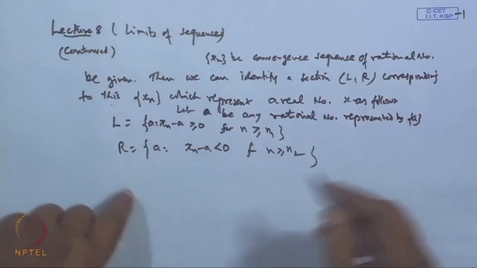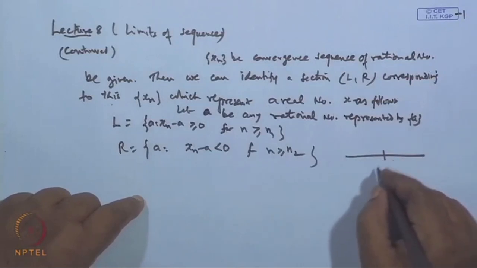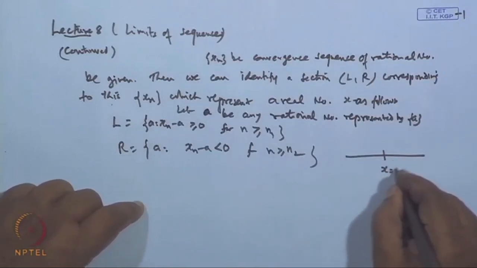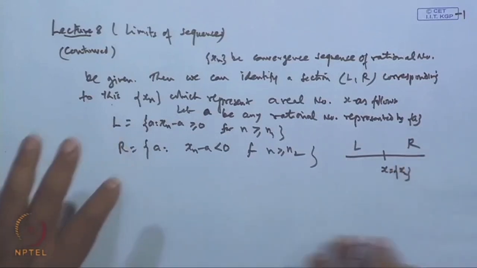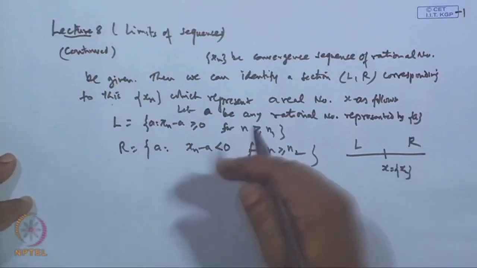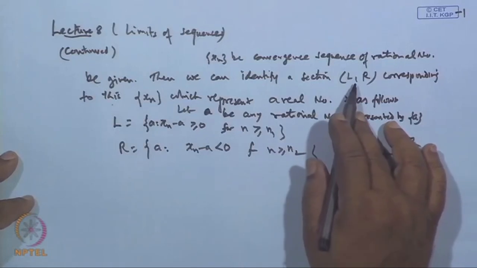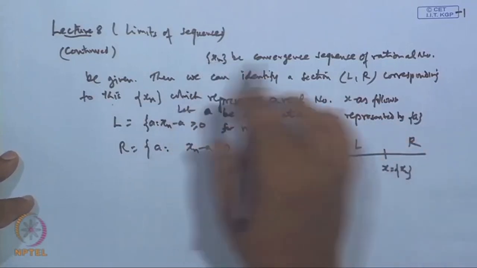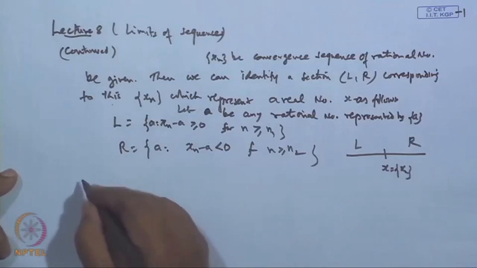Now, these two classes L and R will decompose this entire sequence x n, and this point x which corresponds to x n will divide and give the section L R. This we have discussed already. So, there is no point in going over it. Now, we will do the converse part today: if the section is given, then corresponding to this section we can generate a sequence of rational numbers which will give the same real number as the section L R represents. So, let us see the converse.